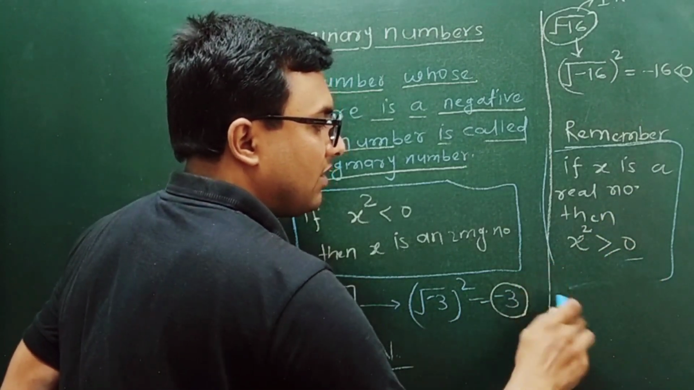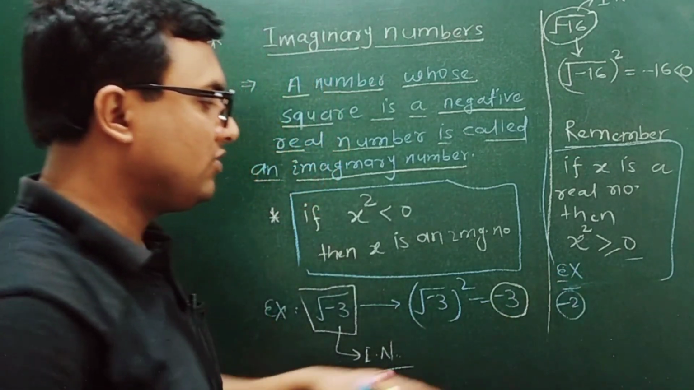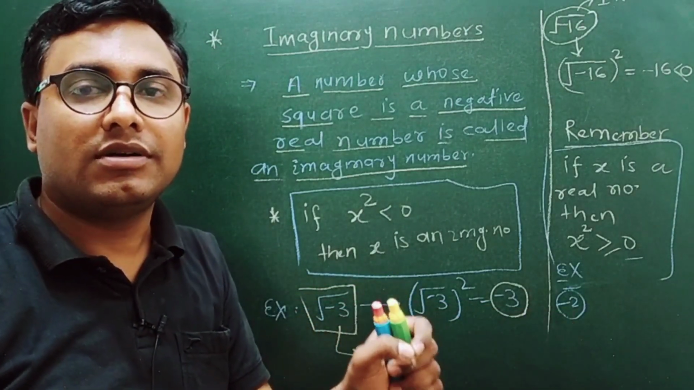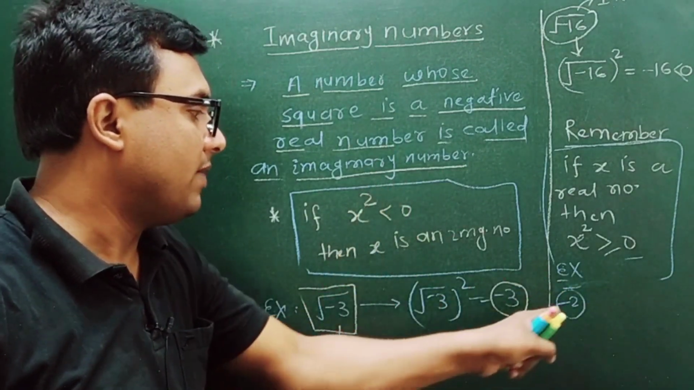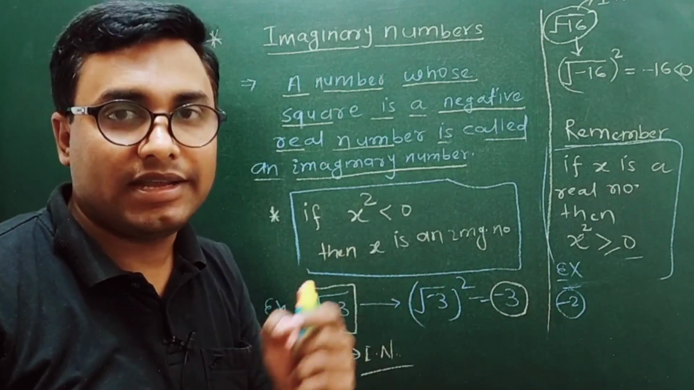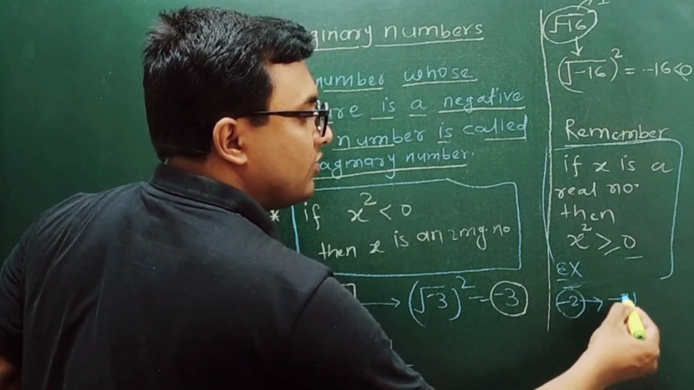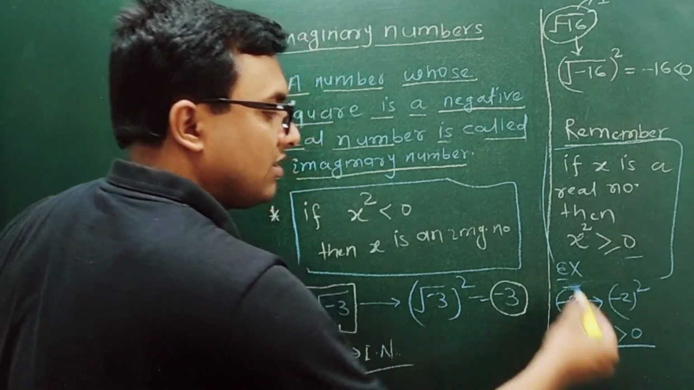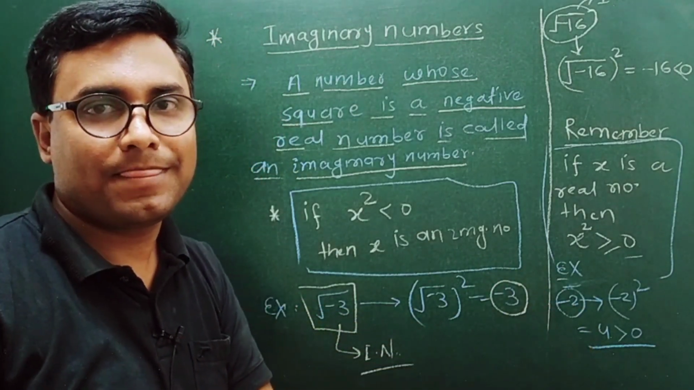As an example, minus 2. Is minus 2 imaginary or real? How can we identify it? First of all, we square minus 2. Squaring minus 2, we get 4. 4 is greater than 0, so minus 2 is a real number. Right? Clear?